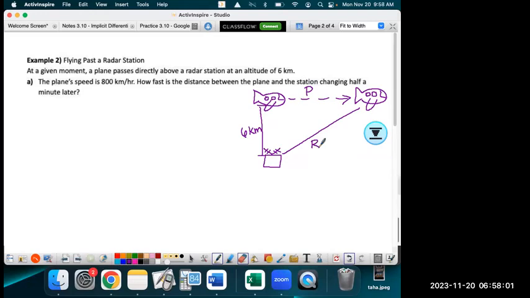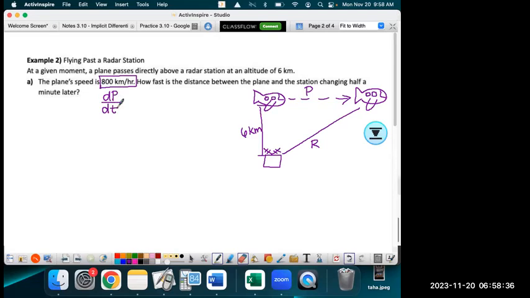I'm going to keep reading the problem, and then based on what we have labeled here, we can label our rates and any other information. So the plane speed is 800 kilometers per hour. Kilometers per hour tells me that my independent variable is going to be time. So would that be dp dt or dr dt? That's only the plane speed, so that should be dp dt. This is something that we know.